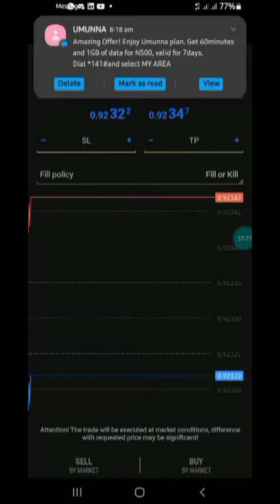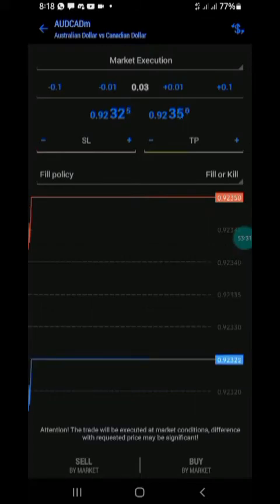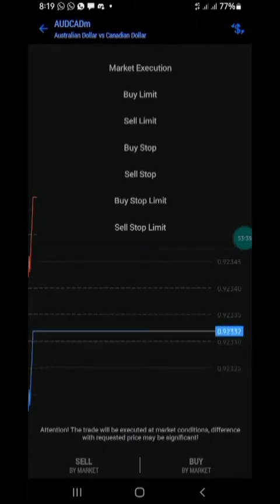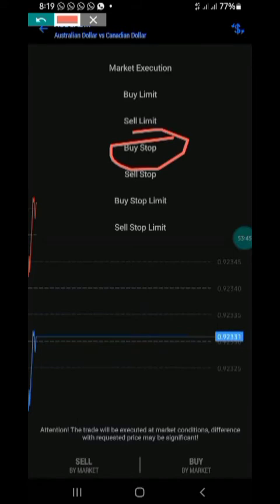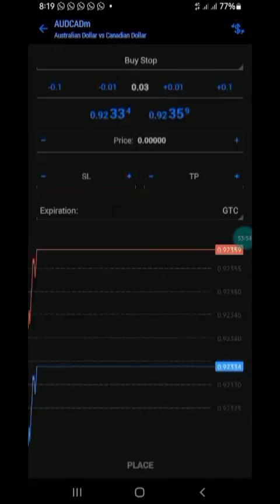Sorry about this. That was the reason I switched off my data before. You see market execution, then you have buy limit, sell limit, buy stop, sell stop, buy stop limit, sell stop limit. You can see the buy stop which I showed you in one of the orders. All these have their way of working, which I won't be going into detail about. Whichever one I want to use, I'll just click on it. For example, I click on buy stop.